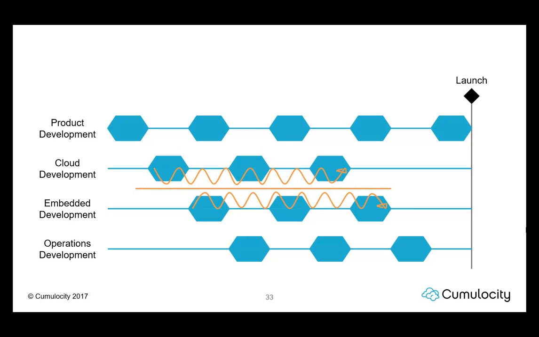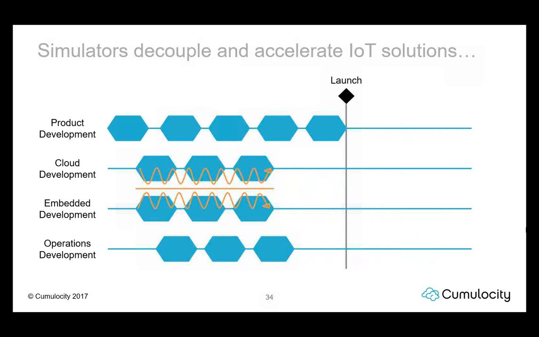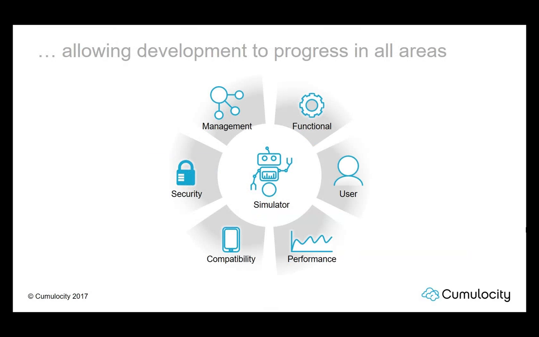So decoupling a large proportion of these development interactions between these 2 tranches with simulators and test harnesses allows both to progress at a faster rate, and also the ability to shorten the overall development cycle, and also increase market responsiveness, as well as allowing solution development to progress in all areas in parallel.